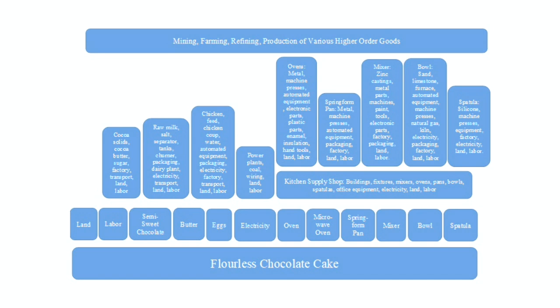Well, where does the oven come from? To get an oven, you first have to have metal. You first have to have a machine press. You have to have automated equipment. You have to have electrical parts, plastic parts, enamel.